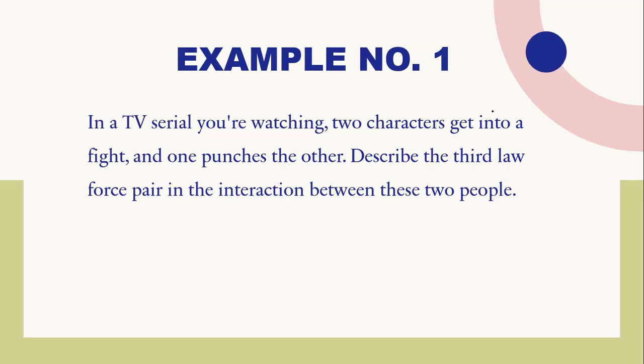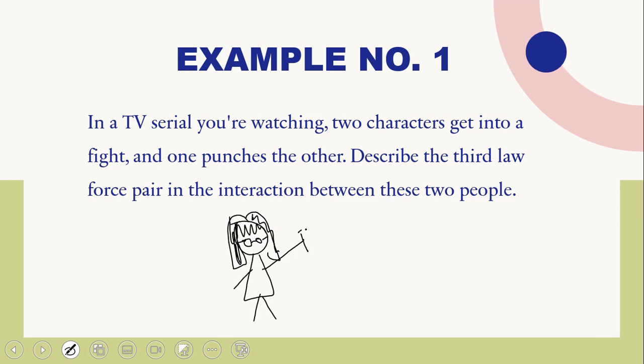In a TV serial you're watching, 2 characters get into a fight and one punches the other. Describe the third law force pair in the interaction between these 2 people. Okay, so I'm just going to make a quick drawing first. So here we have our heroine, who is pretty badass. Okay, and she is going to punch. There's her fist. Oh, she has 5 fingers. Yeah, okay. She's going to punch the face of this annoying guy over here.